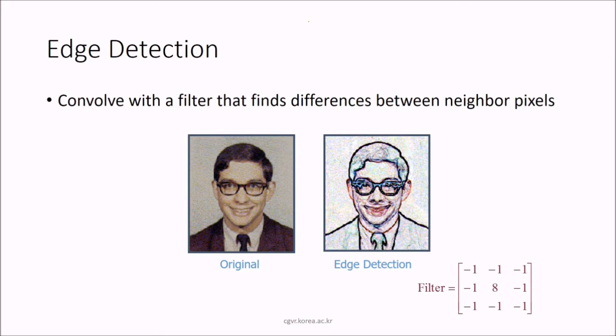And how are we going to compute the edges? In this image, the right one is only showing the edges. Edges are detected by a sharp change in the intensities. So you convolve with a filter that finds the difference between neighboring pixels like this. This is an example of your edge detection filter. We multiply this with the image and find the weighted sum of the pixels.